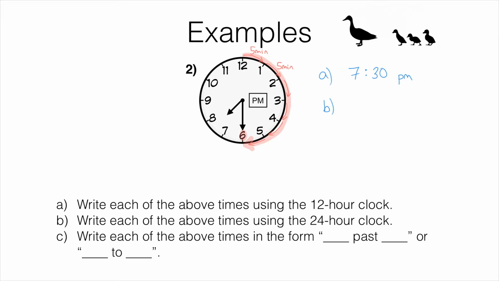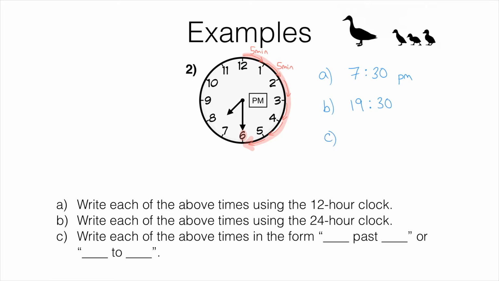So after 12 o'clock, we carry on counting, 13, 14, 15, and so on. 7:30 PM is 7 hours and 30 minutes after 12 noon. So after 12 noon, if we're going to carry on counting hours 7 more times, we go from 12 up to 19. That's simply 12 plus 7, and then we're 30 minutes past that. So 19:30 is the time using the 24-hour clock.